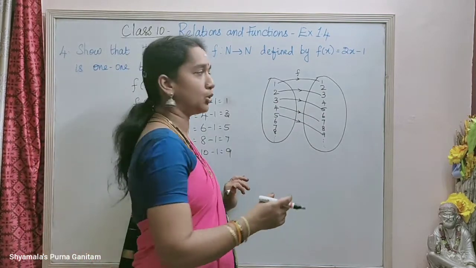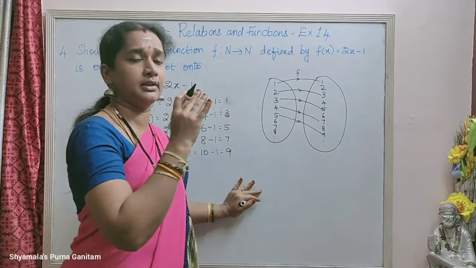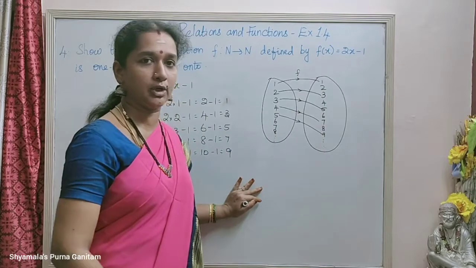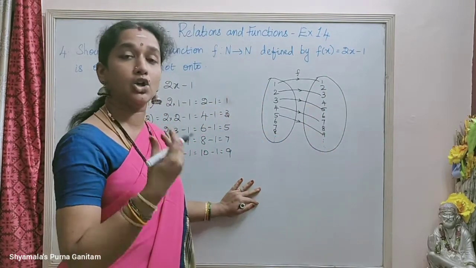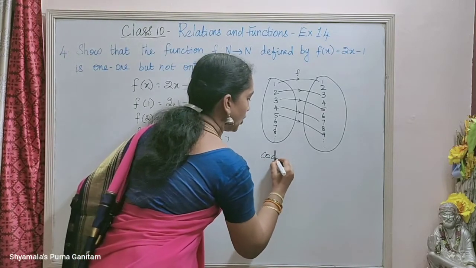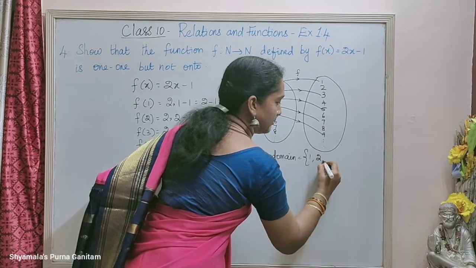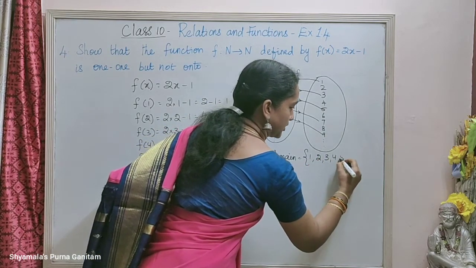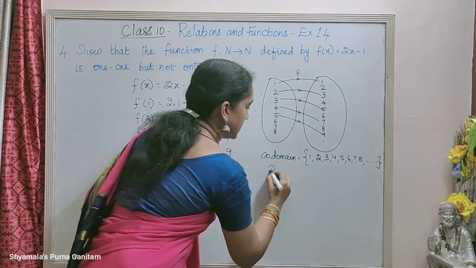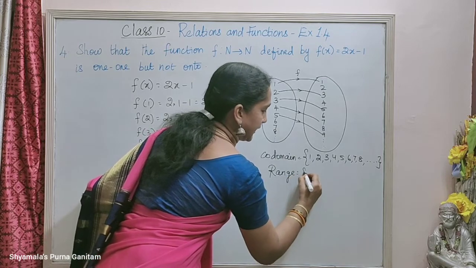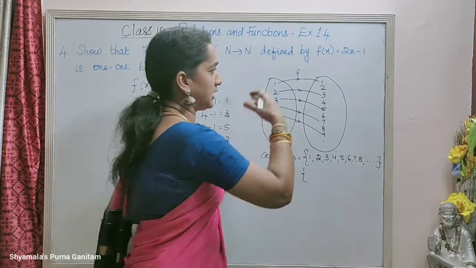Why is it not onto? The second set, all its elements, is called the codomain, and 1, 3, 5, 7, 9 are called the range. So the codomain is all the natural numbers, that is, all the elements in that set. Then the range is the set of elements connected to the previous elements by the function.